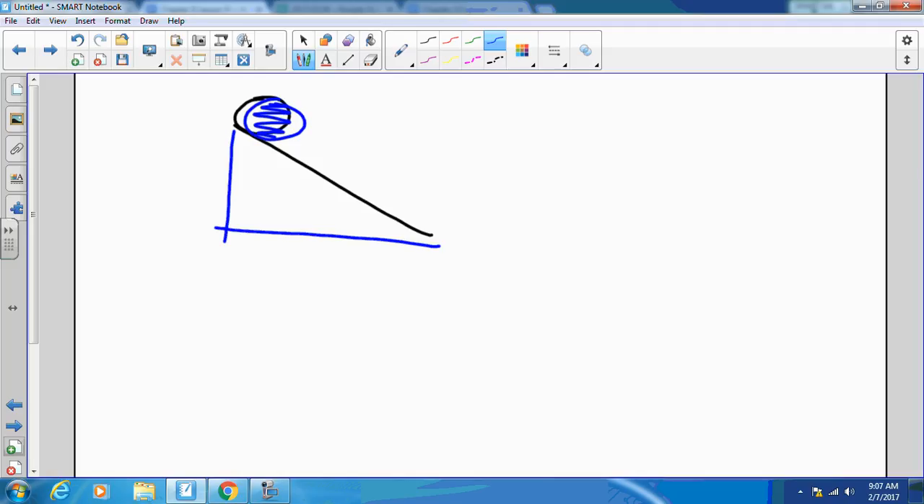A hollow hoop and a solid cylinder, same mass, same radius. The solid cylinder, because more of its mass is distributed to the inside, and therefore it's going to consume less energy in rotation. It's going to put less energy into its rotation. It can rotate more efficiently than the hollow hoop.